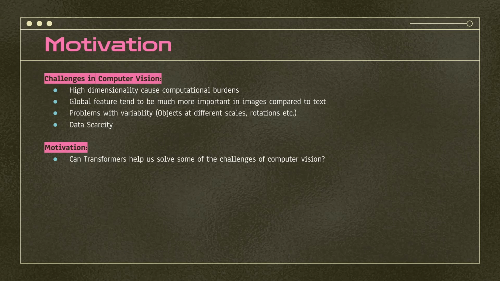Also, there are problems with variability that you don't have in text. Some objects could be at different scales, could have rotations, skews, contrast differences, and also general data scarcity. There are billions and billions of freely available text, words, comments. Images are more expensive to compile into a very large data set. So the motivation is, can transformers help us solve any of these challenges of computer vision?